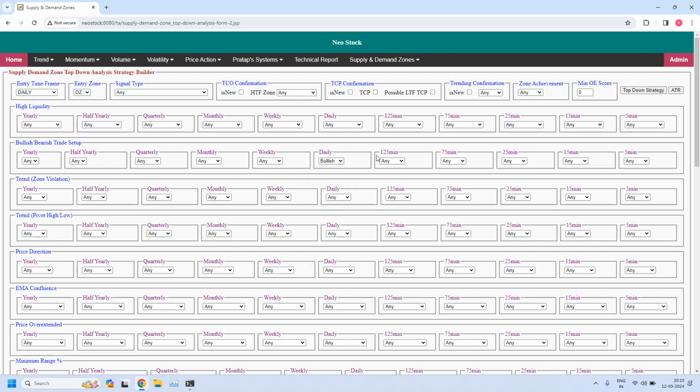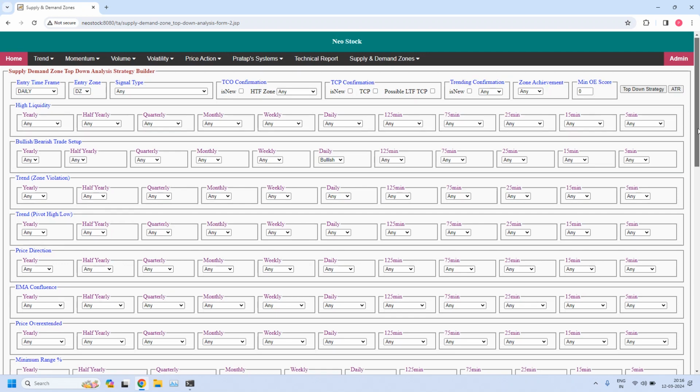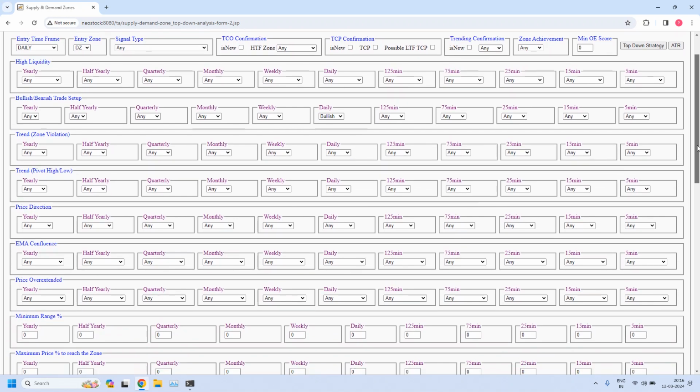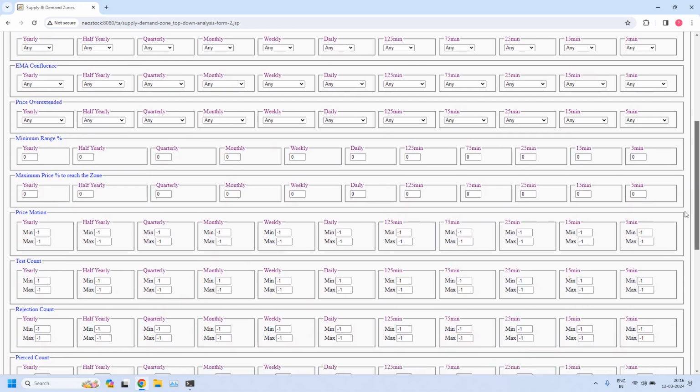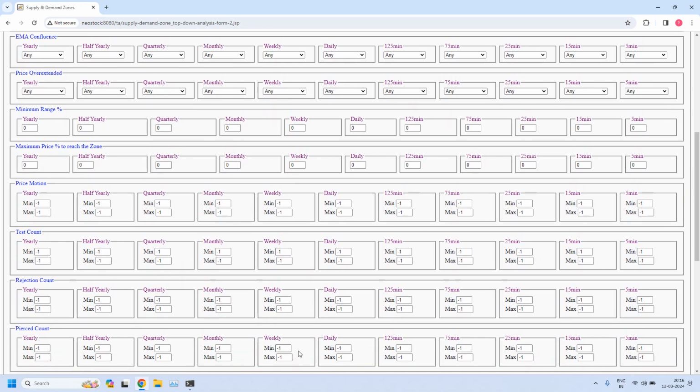Apart from that, we will add a few additional filters to filter the stocks. The first filter is we don't want pierced zones. That's why I am setting pierced count 0 for daily time frame. The last parameter in this page is the pierced count. I am setting the minimum value and maximum value as 0, 0 on daily time frame.